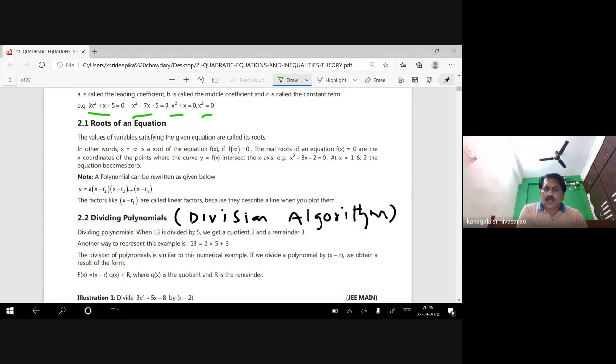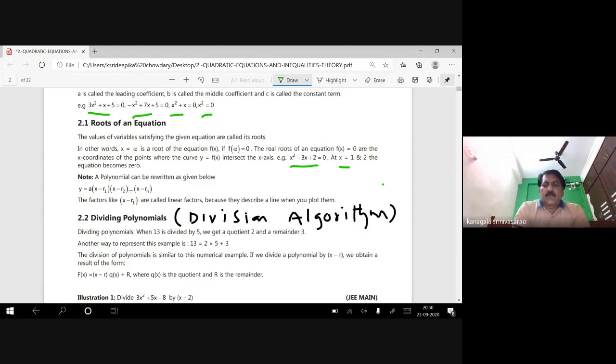To define a root of a polynomial: if the given expression is f of x and f of alpha is equal to 0, then alpha is called a root of the equation, or you can say a zero of the polynomial. For example, an equation is given, and at x equal to 1 and at x equal to 2 the equation becomes 0. So these two are called zeros of the polynomial, or roots of the equation. One satisfies this equation, as well as 2. Later I will clarify based on this.